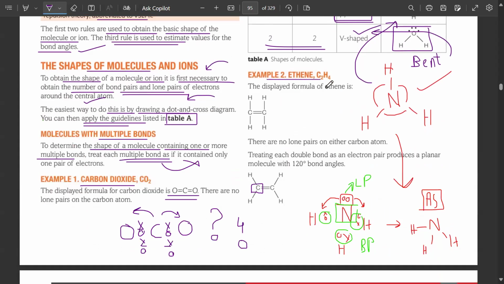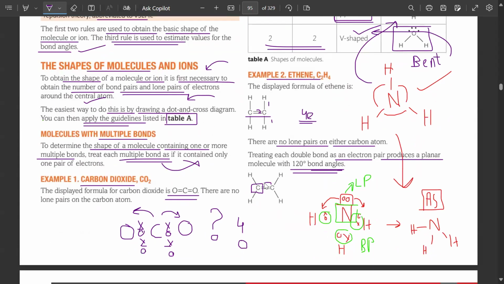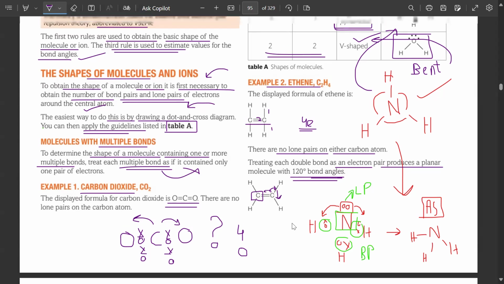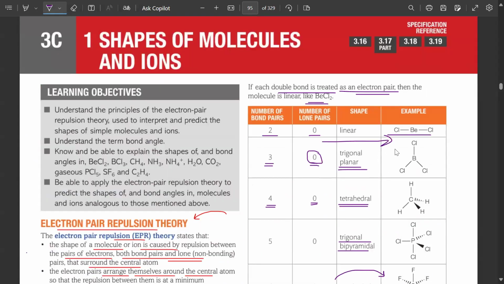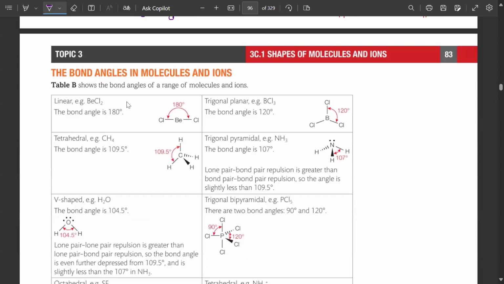Let's see ethene. The displayed formula of ethene is carbon double bonded to carbon, bonding with hydrogens, and there are no lone pairs on either carbon, because carbon has a total of four electrons and each of them is being bonded. Two with this carbon, one with this hydrogen, one with this hydrogen. All four are being used. Treating each double bond as an electron pair produces a planar molecule with 120-degree bond angles. So carbon is bonding on three equal sides, no lone pairs. That would be trigonal planar. Got it? You should focus on the sides, not the pairs.